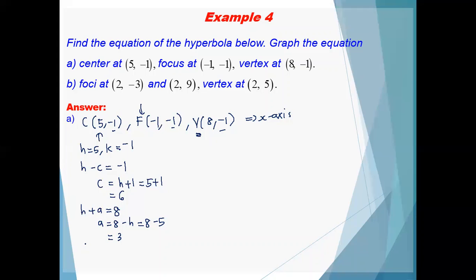Okay, so from here we obtain that c square is equal to a square plus b square. So c square is 6 square, a square is 3 square, plus b square. So what is b square? 36 minus 9, 27, sorry. Okay, 27.